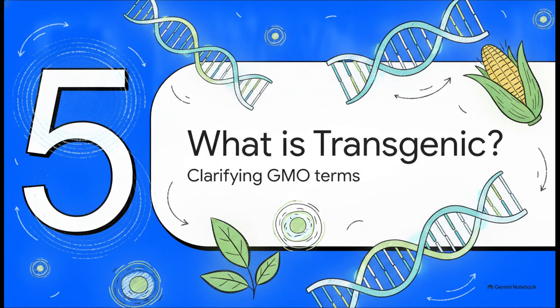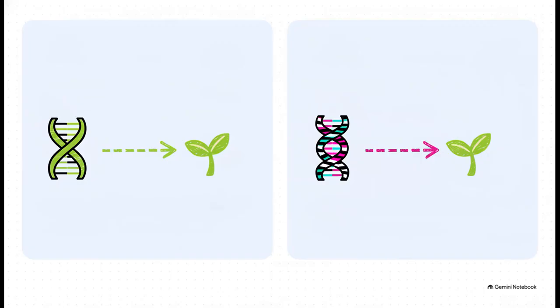And our final topic, Section 5. What does transgenic mean? You've probably heard these terms interchanged, but there's a key difference. A genetically modified organism, or GMO, is simply an organism that has had its genome altered. But here is the kicker. This can absolutely be done using DNA from the exact same species. However, the term transgenic refers specifically to an organism that's been modified with DNA from a completely different species.